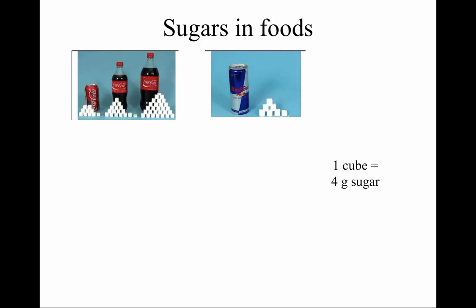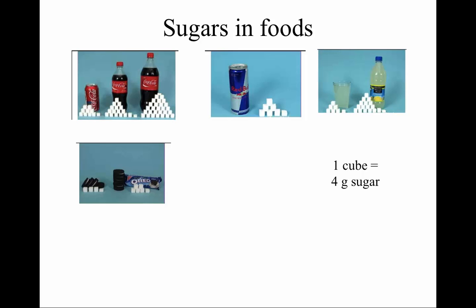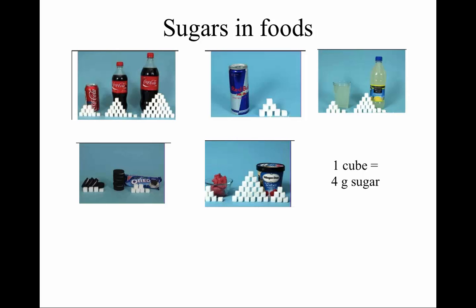Oh, and here's just some other ones to give you guys some ideas. You can see the Coke. Red Bull energy drinks, man, these are the bomb. Very popular right now. Lemonade, Oreos, I don't care about it. I still like them. Ice cream versus sorbet. Look at that. Isn't that scary? It's like, oh, that's depressing.